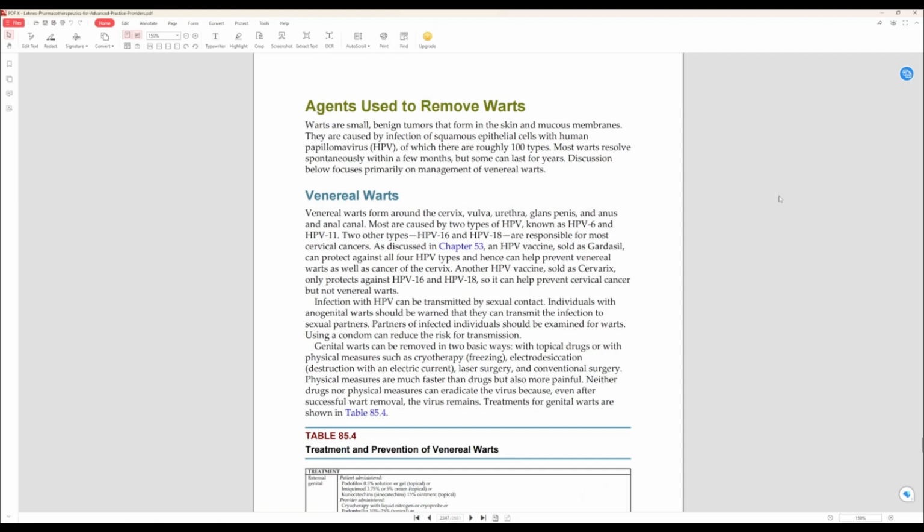Warts are small benign tumors that form in the skin and mucous membranes. They are caused by infection of squamous epithelial cells with human papilloma virus, or HPV, of which there are roughly 100 types. Most warts resolve spontaneously within a few months, but some can last for years. Discussion below focuses primarily on the management of venereal warts.